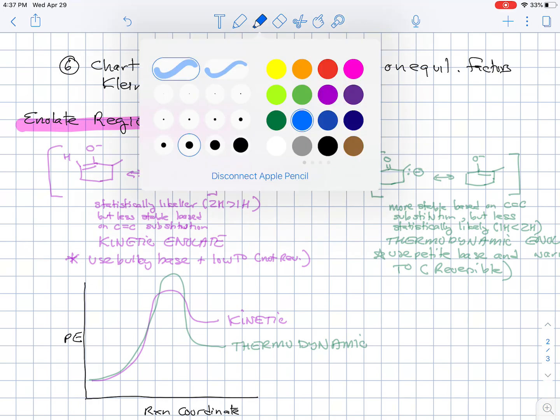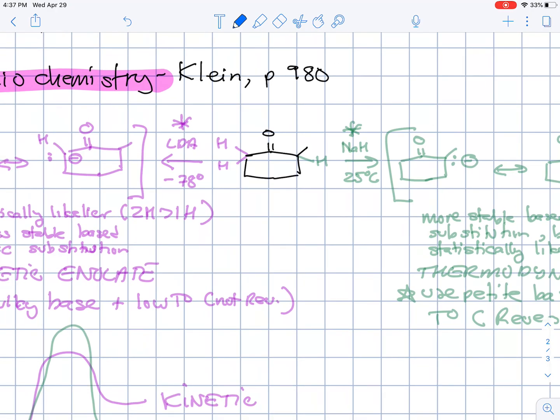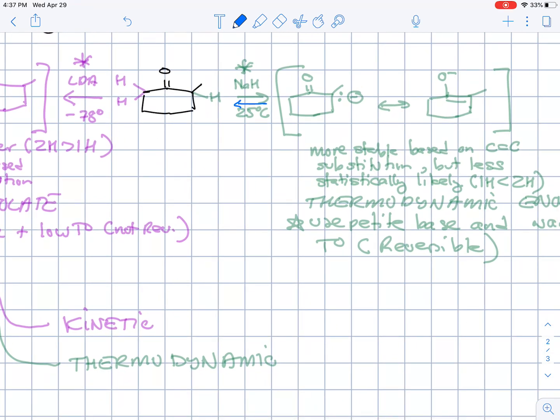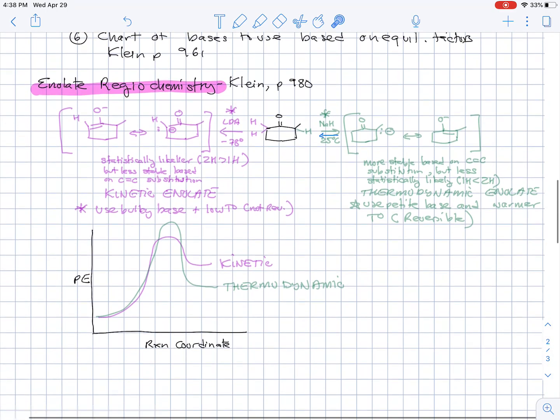On the other hand, if you let this reaction reverse and go back and forth, oops, that's not what I meant to do. I always do what I don't mean to do. I think I'll just not get fancy with the colors. If you let this reaction be a little more reversible, then you're going to get more of the more stable but slower to get compound. So if the reaction is allowed to go back and forth, you're going to get more of the more stable product eventually, the so-called thermodynamic enolate. And for this, we're going to use a petite base and warmer temperatures, because that will promote reversibility.